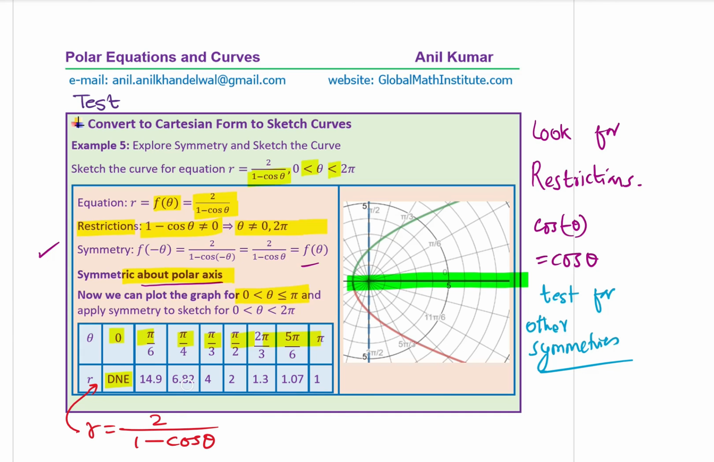For pi by 4, you get 6.82. Pi by 3 is 4. Pi by 2 is 2. 2 pi by 3 is 1.3. 5 pi by 6 is 1.07. And for pi it is 1. So these are the values which I got.